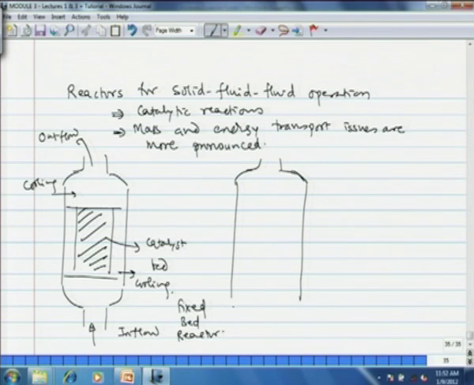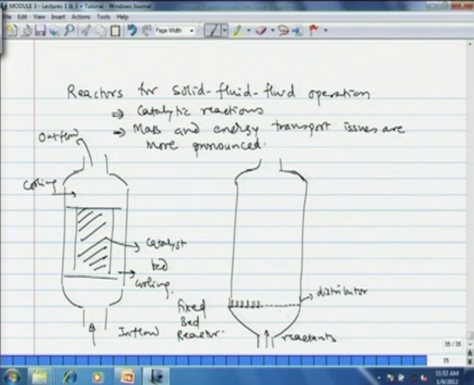A fluidized bed reactor is essentially a vessel which has a tapering end at the bottom. The reactants enter in the form of gas, liquid, or a mixture, and these are distributed into the reactor through a distributor plate. A distributor plate could be of different types. It could be a simple perforated plate, or it can have tuyeres or bubble caps. Those details are included as per the need.